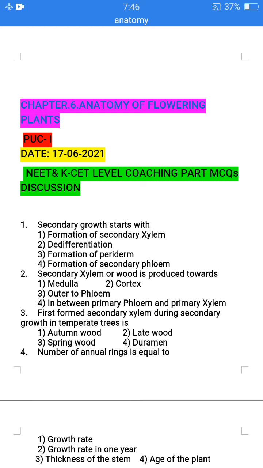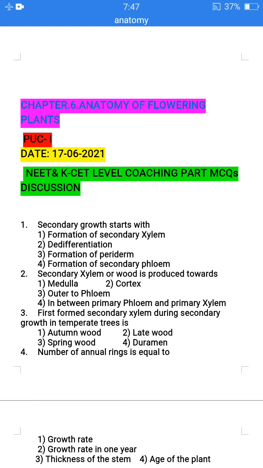First and foremost, let us see the answer. The correct answer is the second option, dedifferentiation. Now let us see the explanation for secondary growth. The growth of the roots and stems in length with the help of apical meristem is called primary growth.